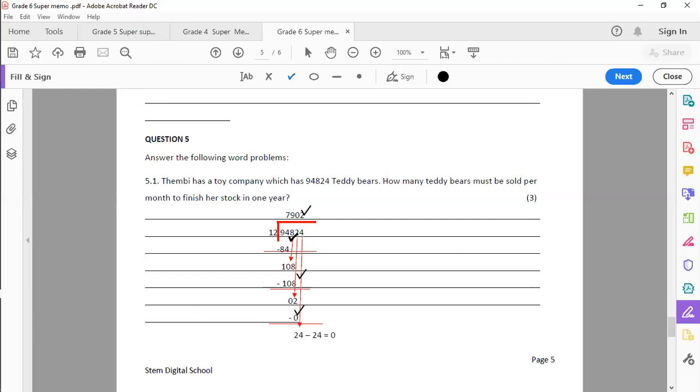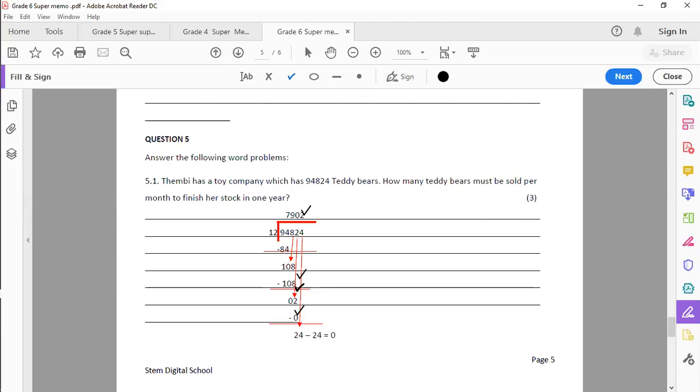94 is not a multiple of 12, so I need to look for a number before 94 which is a multiple of 12. 90 doesn't work. I go a bit down, 84, which is a multiple of 12. So it's 7 times. 7 times 12 is 84. 94 minus 84 is 10. I bring down the 8. Then I say 12 into 108. How many times is 12 in 108? 9 times. 9 times 12 is 108. 108 minus 108 is 0.